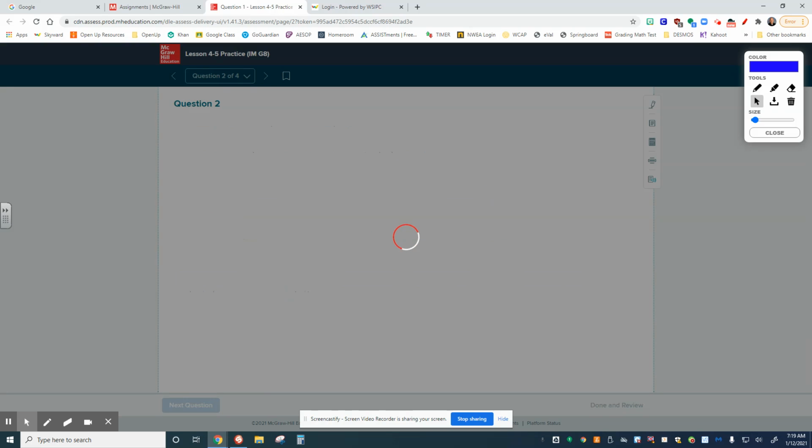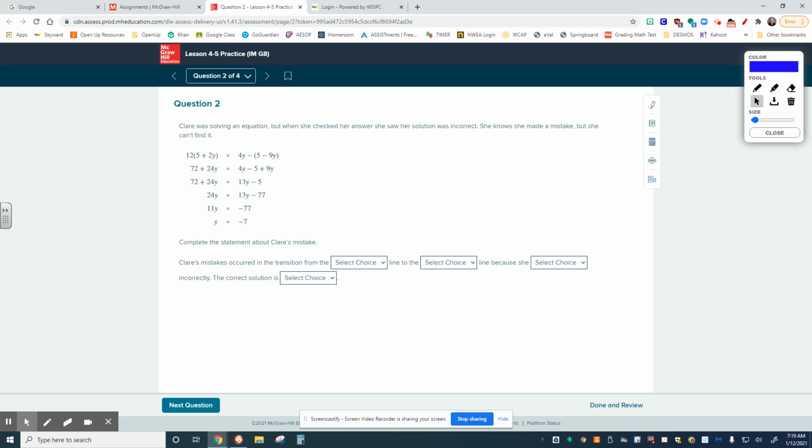Number 2, sometimes checking your work is also called verifying your solution, making sure it's true. That's something that happened here in this one. Claire was solving an equation, but when she checked her answer, she saw that her solution was incorrect. So when she sees that her solution was incorrect, she saw that a -7 was incorrect. Here's what that looks like.